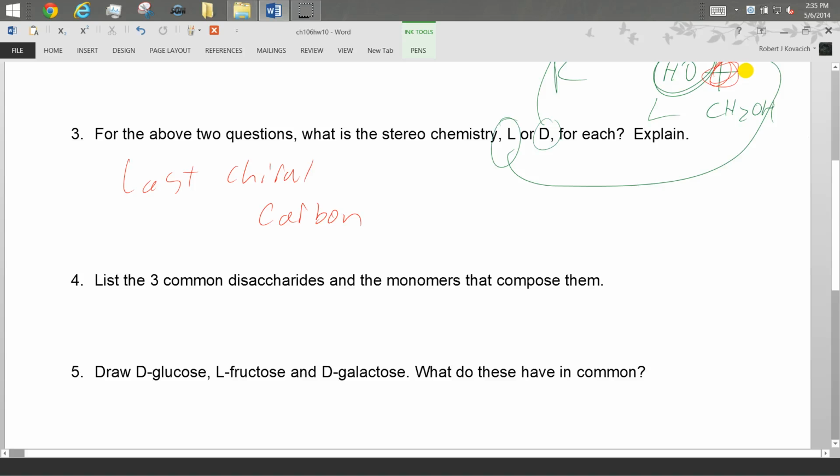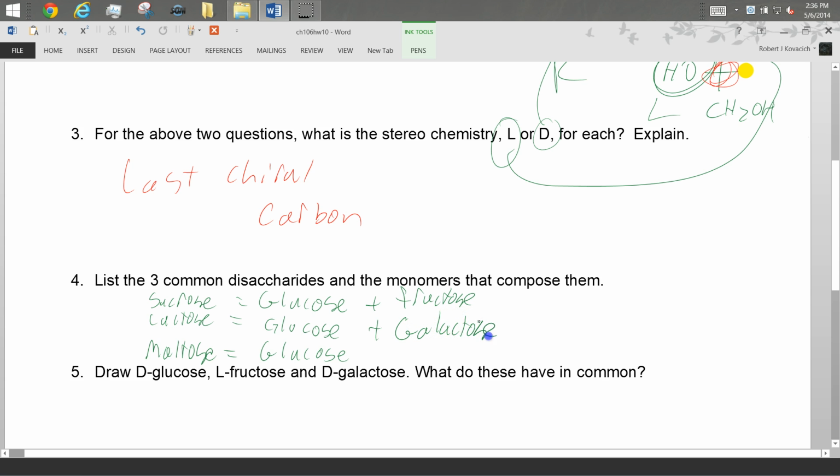What are the 3 common disaccharides? Sucrose, lactose, and maltose. So this is glucose plus fructose, galactose plus glucose. So they all have glucose in them. Maltose is double glucose, and then the other 2 are fructose and galactose.